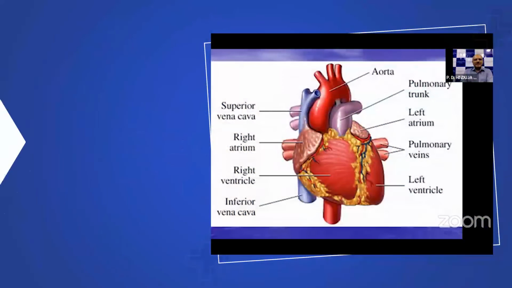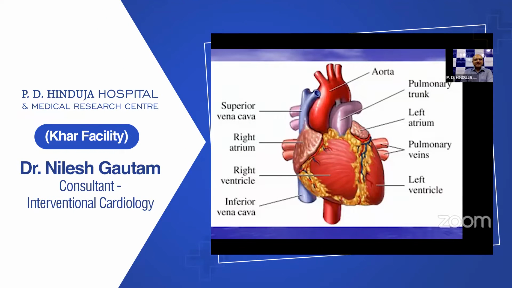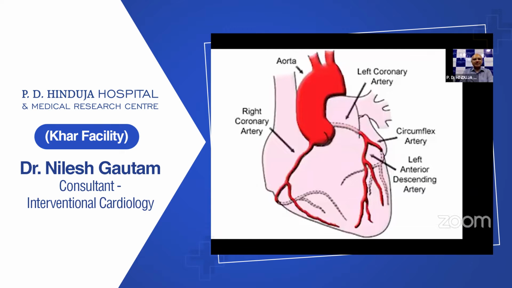So this is how basically our heart looks like. It's a four-chambered organ, right? Whatever we talk about, the important thing is the left ventricle, because the left ventricle is the major muscle mass of the heart. This is the one, the next slide please, which is supplied by three major coronary arteries.